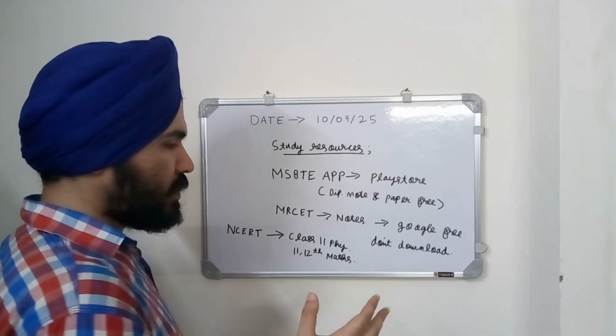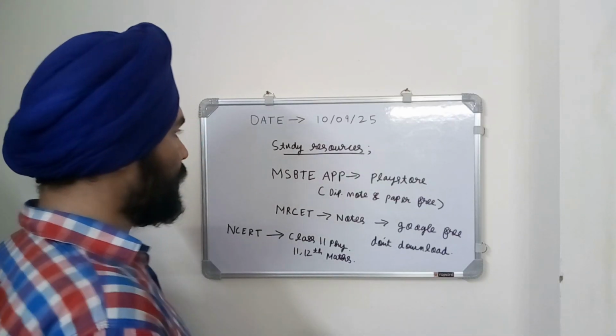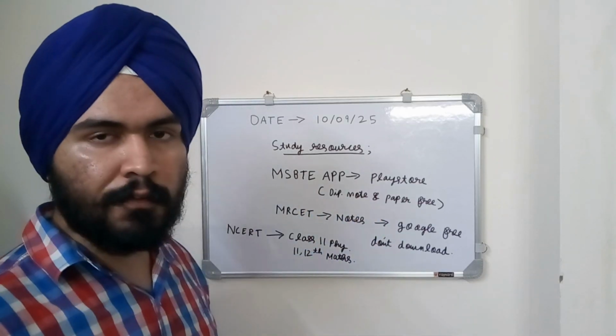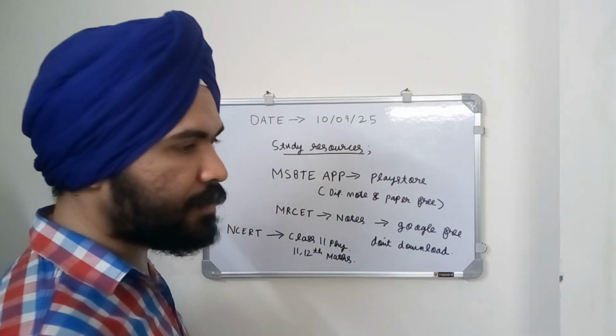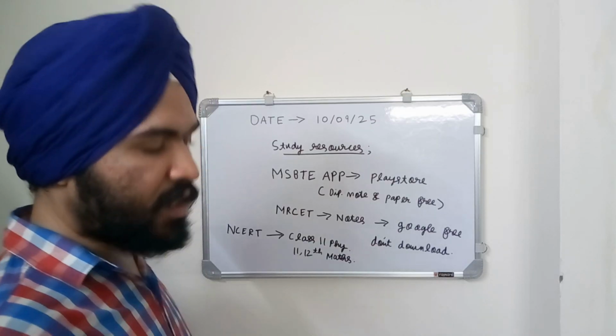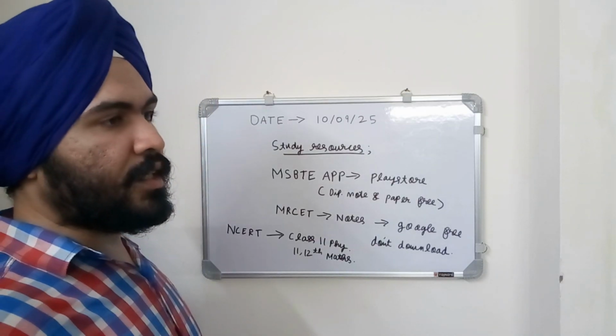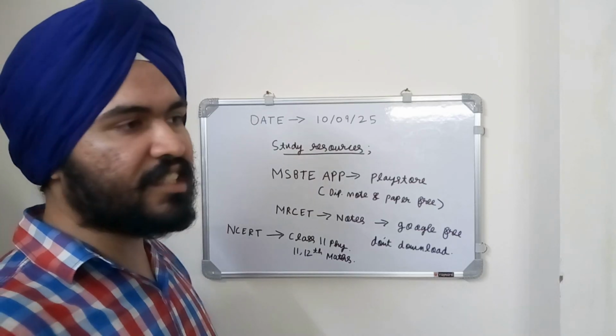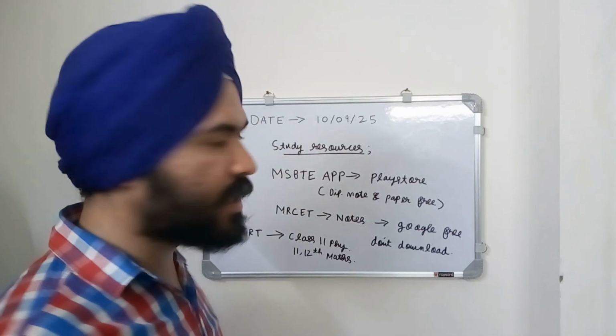And even if you're a graduation student, you can refer to these. These notes are quite good for a surface level understanding of mechanical engineering subjects like thermal engineering, strength of materials, fluid mechanics, and material science. Different subjects are there, right?